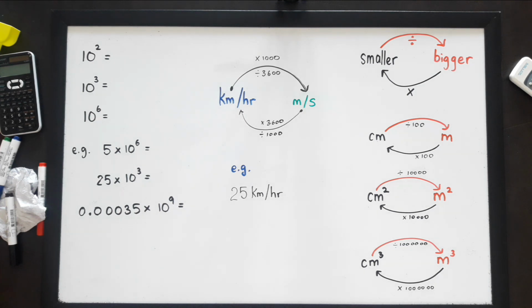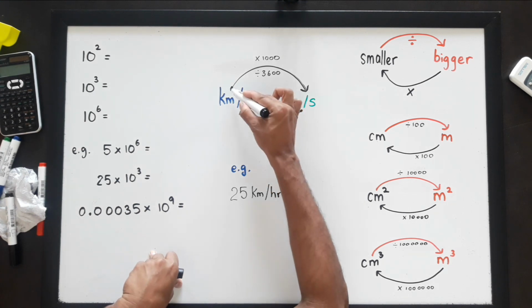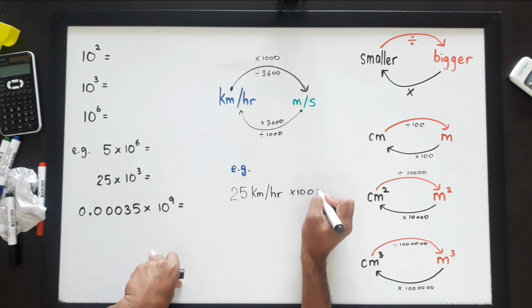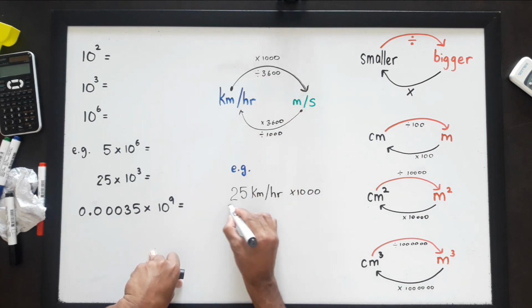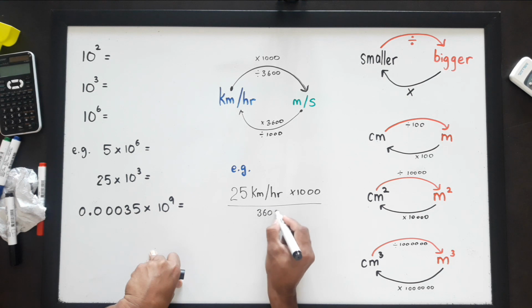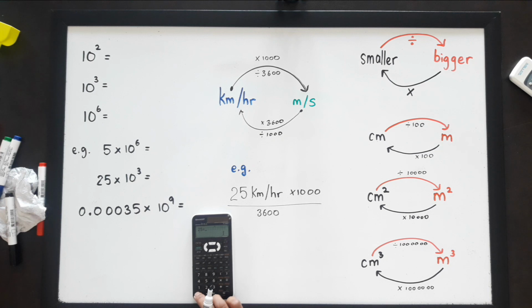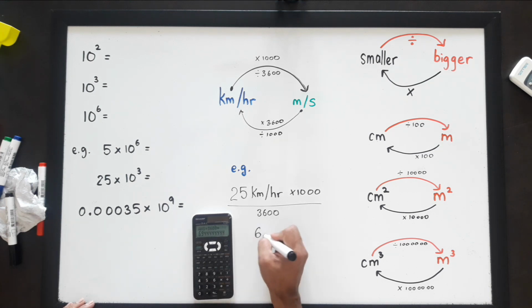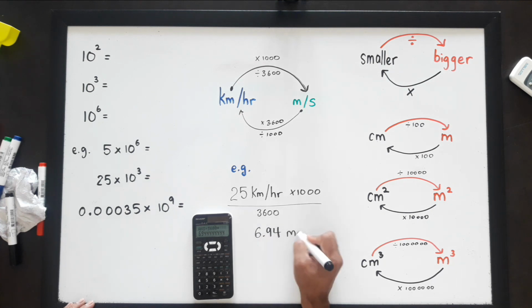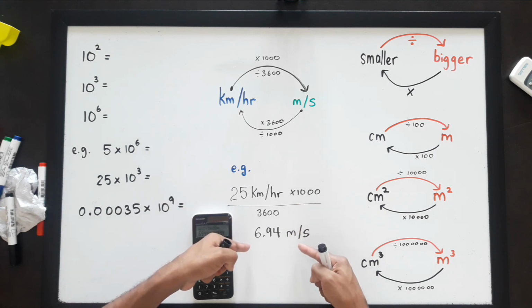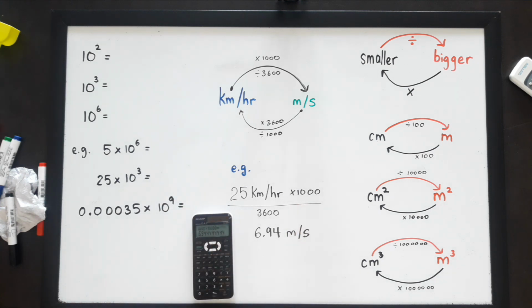Instead, they want the speed in meters per second. Well, all we need to do is convert kilometers per hour to meters per second. So we multiply the value, which is 25, by 1,000 and then divide it by 3,600. Let's see what we get. 25 multiplied by 1,000 divided by 3,600. And we'll get 6.94 meters per second. So 25 kilometers per hour is this same amount in meters per second.